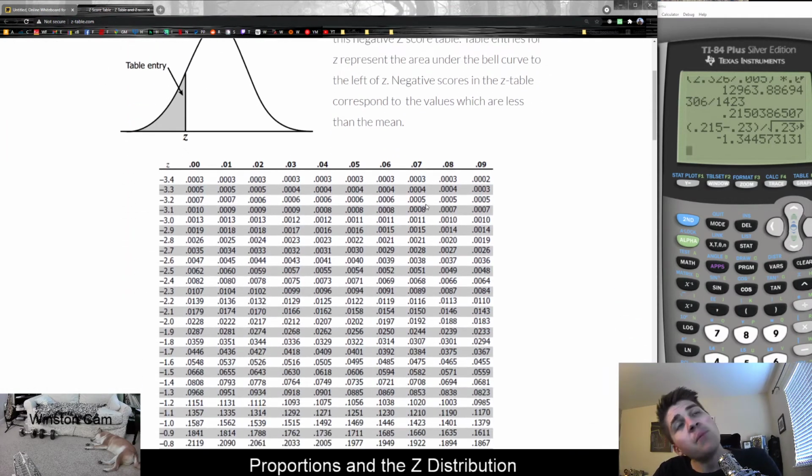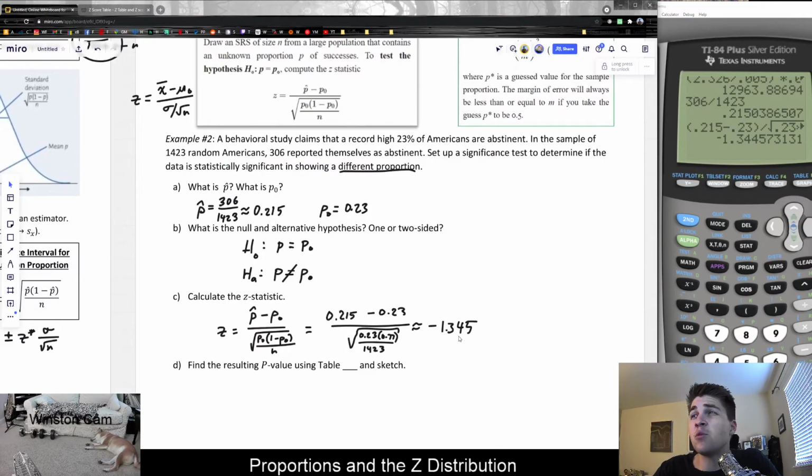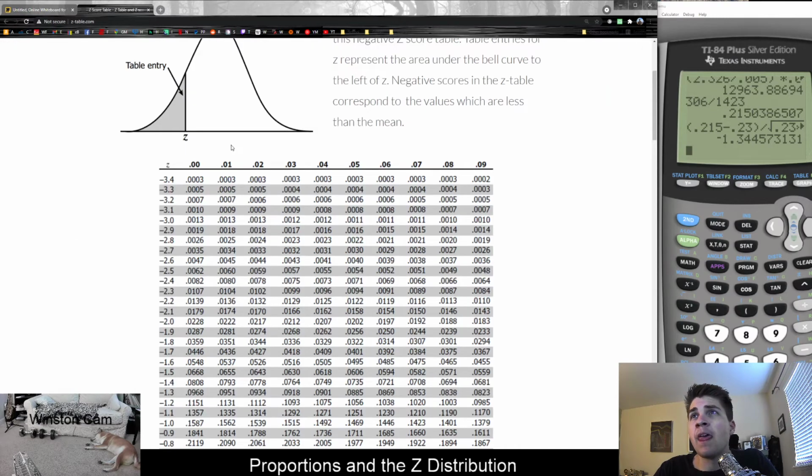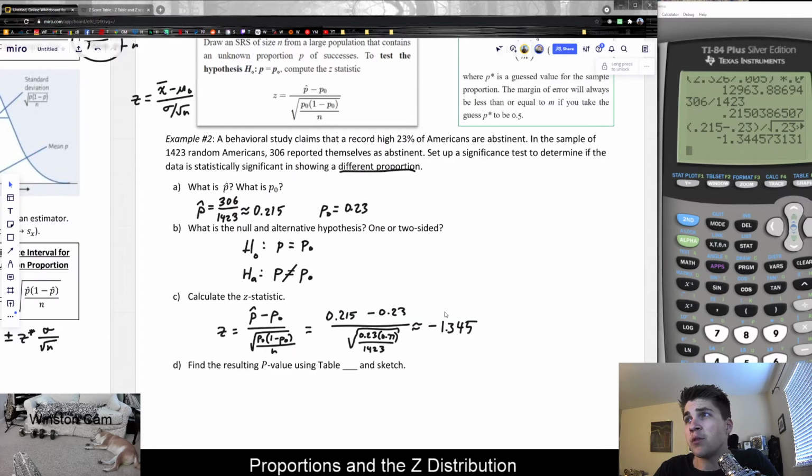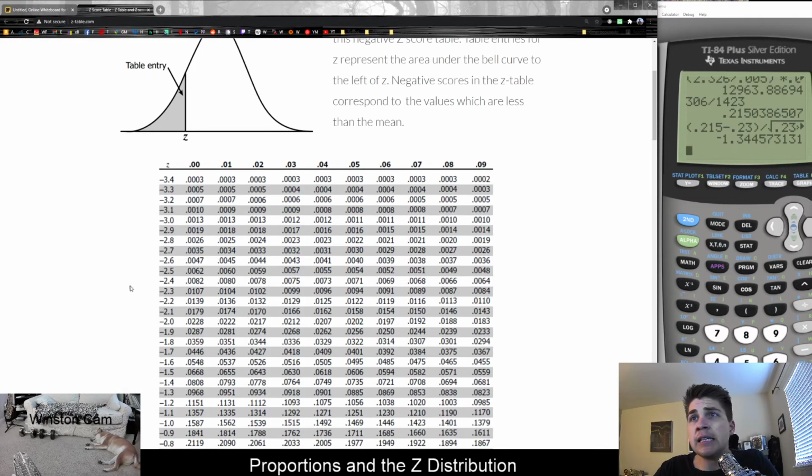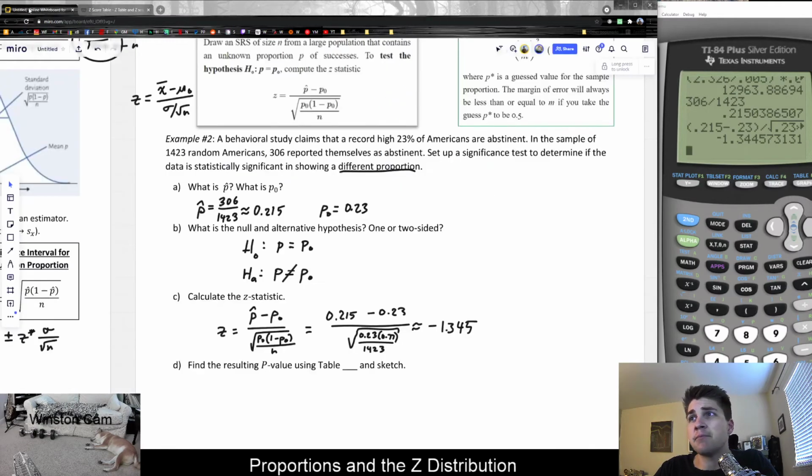Or we could use the one in the book from table A. And we want to find a Z score of negative 1.345. So negative 1.345, that would round to negative 1.35. So let's just use that one. Negative 1.35 would be right there. So approximately 0.0885, let's say.